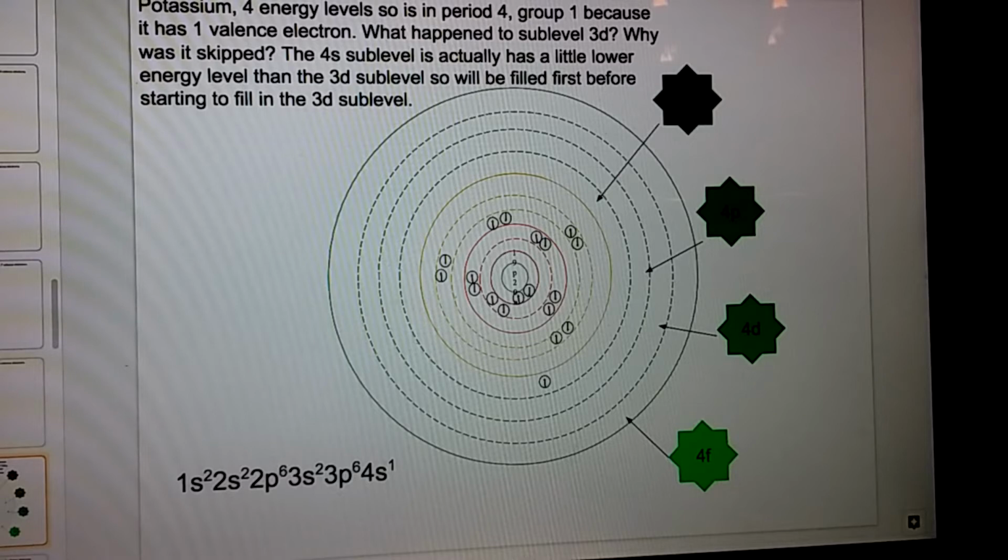Four energy levels, so in period 4, group 1 because it's 1 valence electron. What happened to sublevel 3d? Why was it skipped? The 4s sublevel actually has a little lower energy level than the 3d sublevel, so it will be filled first before starting to fill in the 3d sublevel.